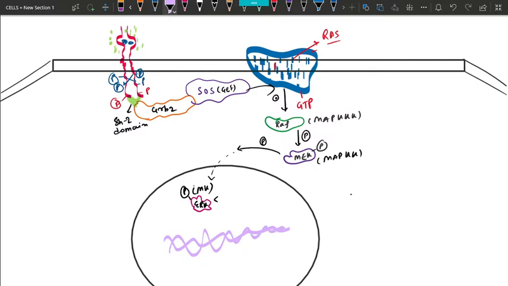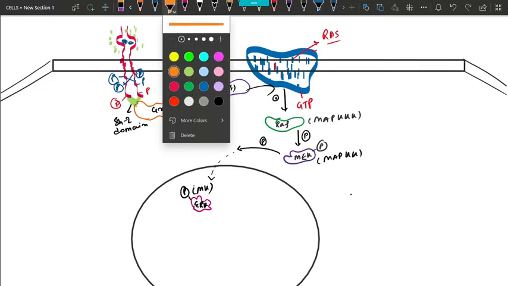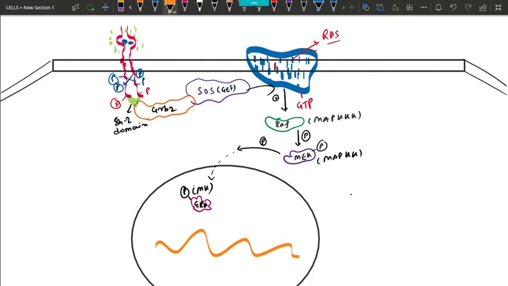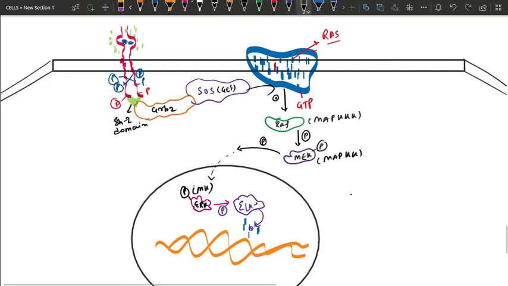This ERK1, so the DNA is not looking good, so I'll just change it. So suppose this is the DNA. And now this ERK1 actually phosphorylates another important protein, and that is ELK1. And it now recruits different transcription factors, and they help in the transcription of different genes.